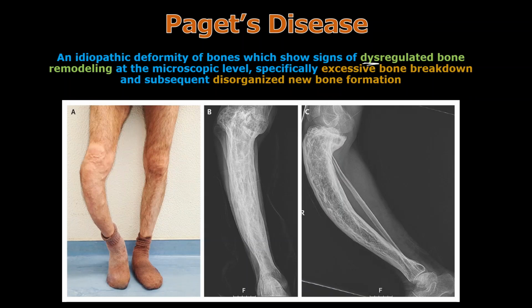So when the bone tries to remodel itself, which bones are doing all the time, based on how you're using them, the remodeling is dysregulated. It's not completely controlled. It's very chaotic. And so you see too much bone breakdown right here, and then disorganized bone formation. And the bones begin to lose their shape very quickly. Paget's disease.